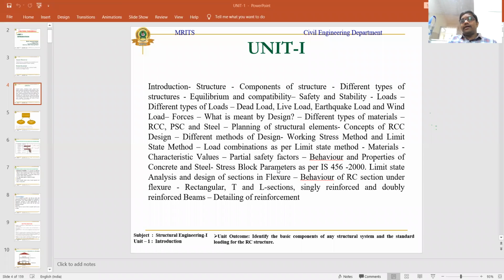Based upon the characteristic strength of concrete, we can find out the design strength of concrete. That we have already discussed. And what is the behavior and properties of concrete and steel? The behavior and properties of concrete and steel are generally known by testing specimens, which are in the form of cubes. If you want to know the behavior of concrete, you must perform a test known as the concrete specimen test.